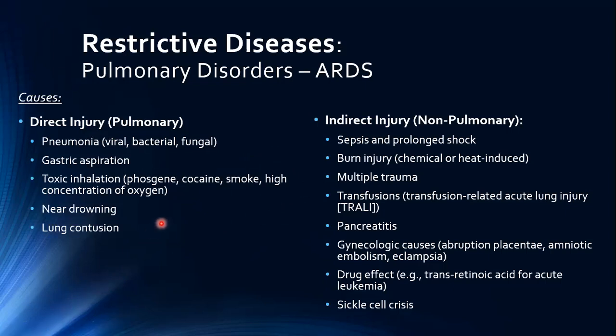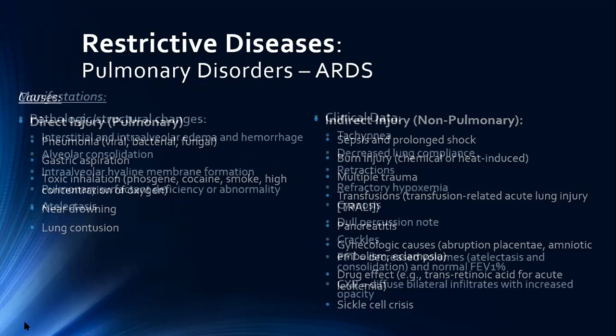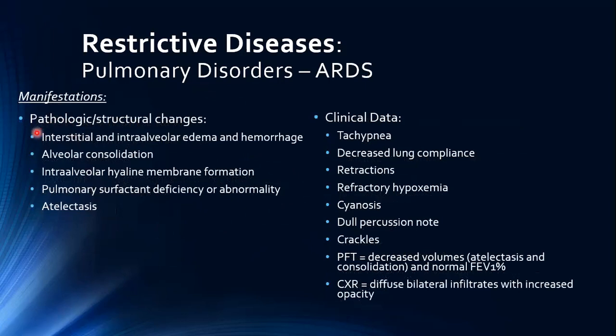But ARDS can cause pulmonary edema, which is a restrictive disease, okay? All right, they manifest as pathologic structural damages. Don't worry about this manifestations part here, not that big of a deal on that part, okay? That's a little deeper than where you are. Clinical data, what am I looking at? What are they going to be exhibiting with ARDS? Tachypnea, right, which is breathing fast. Decreased lung compliance, right? Lung compliance goes down with restrictive diseases. Retractions, because they can't breathe, so they're sucking in their neck and ribs, they're doing retractions.